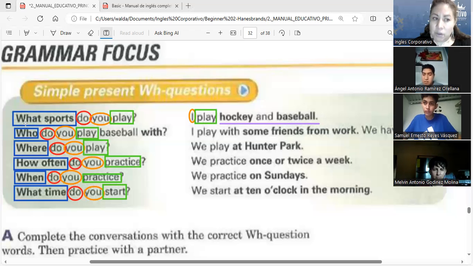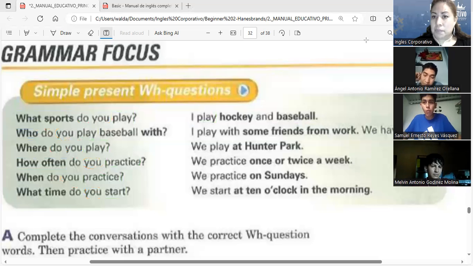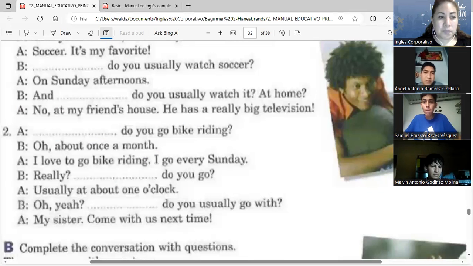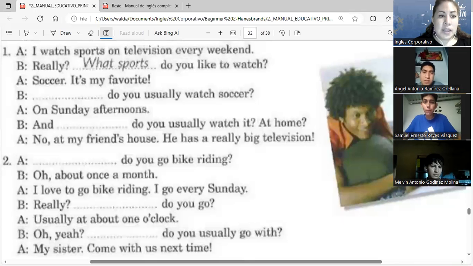So remember the structure: WH question word or phrase, plus auxiliary, do or does, plus the subject, plus the verb in the base form. Okay? So let's see if we can do this together. We have these short conversations. Let's complete them with the correct word. I watch sports on television every weekend. Really? What sports do you like to watch? Soccer. It's my favorite.